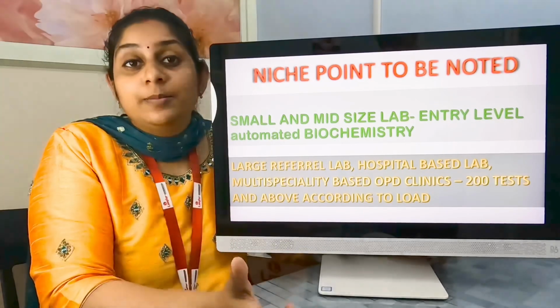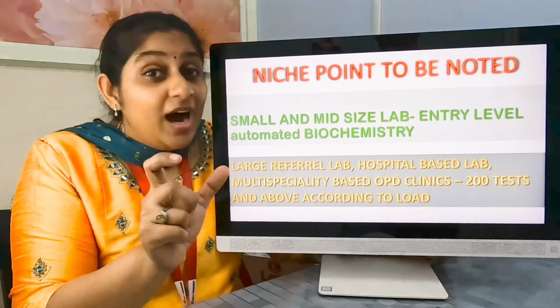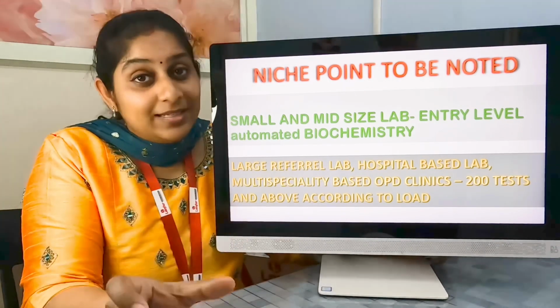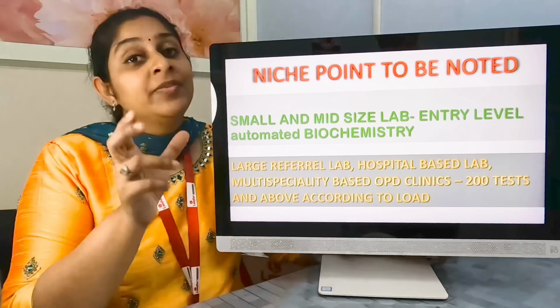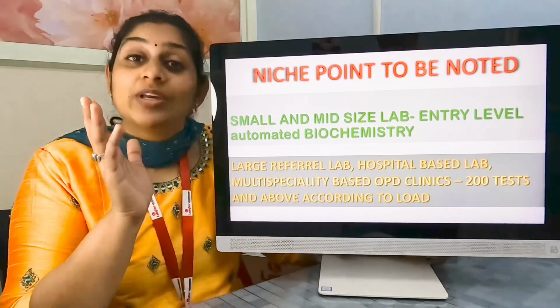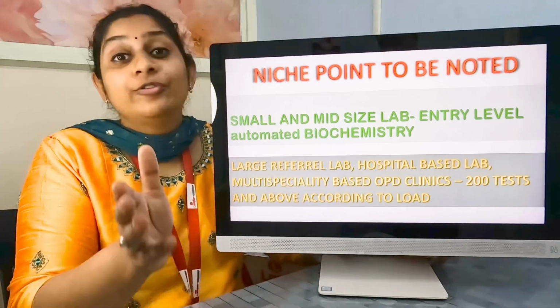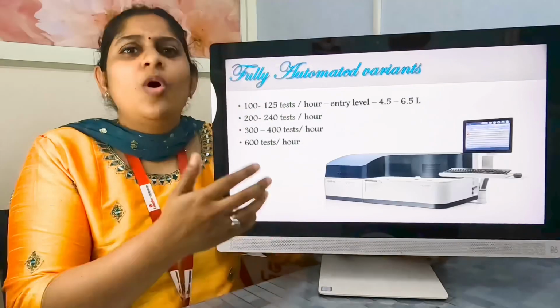There are entry-level automated machines in which you can run even 100 to 125 tests per hour. That is the entry-level or small automated machine. If your sample load is around 15 samples per day, you can definitely go in for a fully automated entry-level biochemistry analyzer. So what is the cost?